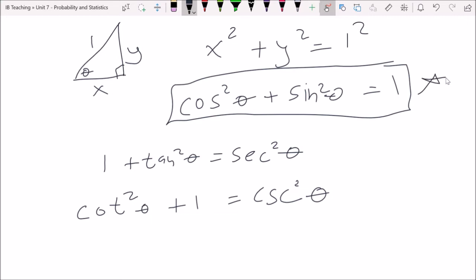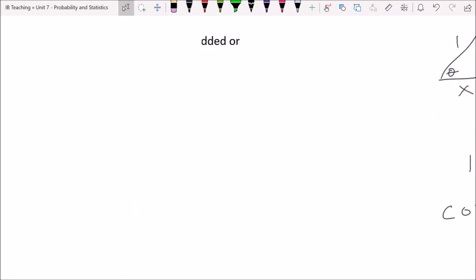Now this one will be given on a formula sheet. These two will not be given on the formula sheet. You'll need to either memorize them or remember how to derive them by dividing by sine or cosine. Now that we have those, let's go answer some questions.